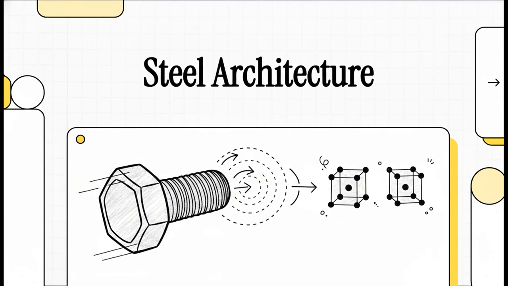Welcome to this explainer. Today, we're going to do something pretty incredible. We are going to zoom all the way down from a macroscopic steel bolt, the kind you might just hold in your hand, to the very atoms that make it up, uncovering the hidden structures of metal. It's a fascinating journey into the microscopic architecture that literally makes our modern world possible.